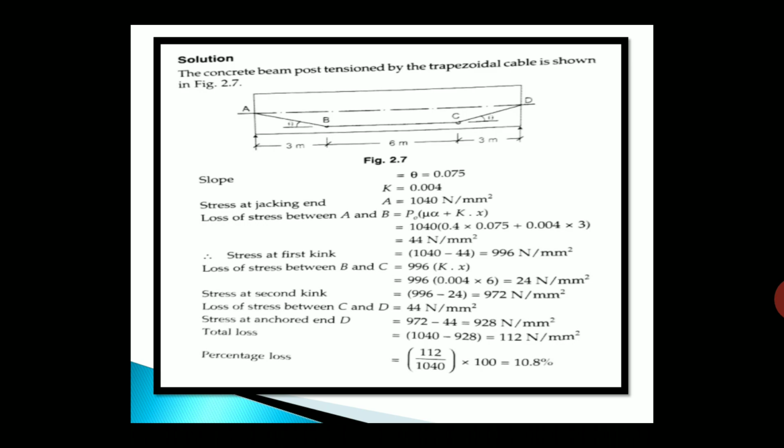So this was a bit different example where we had to calculate the loss at each point, and finally we got the loss at the farthest end, that is point D. This is actually a very simple example, but you need to understand the given data and the problem properly.